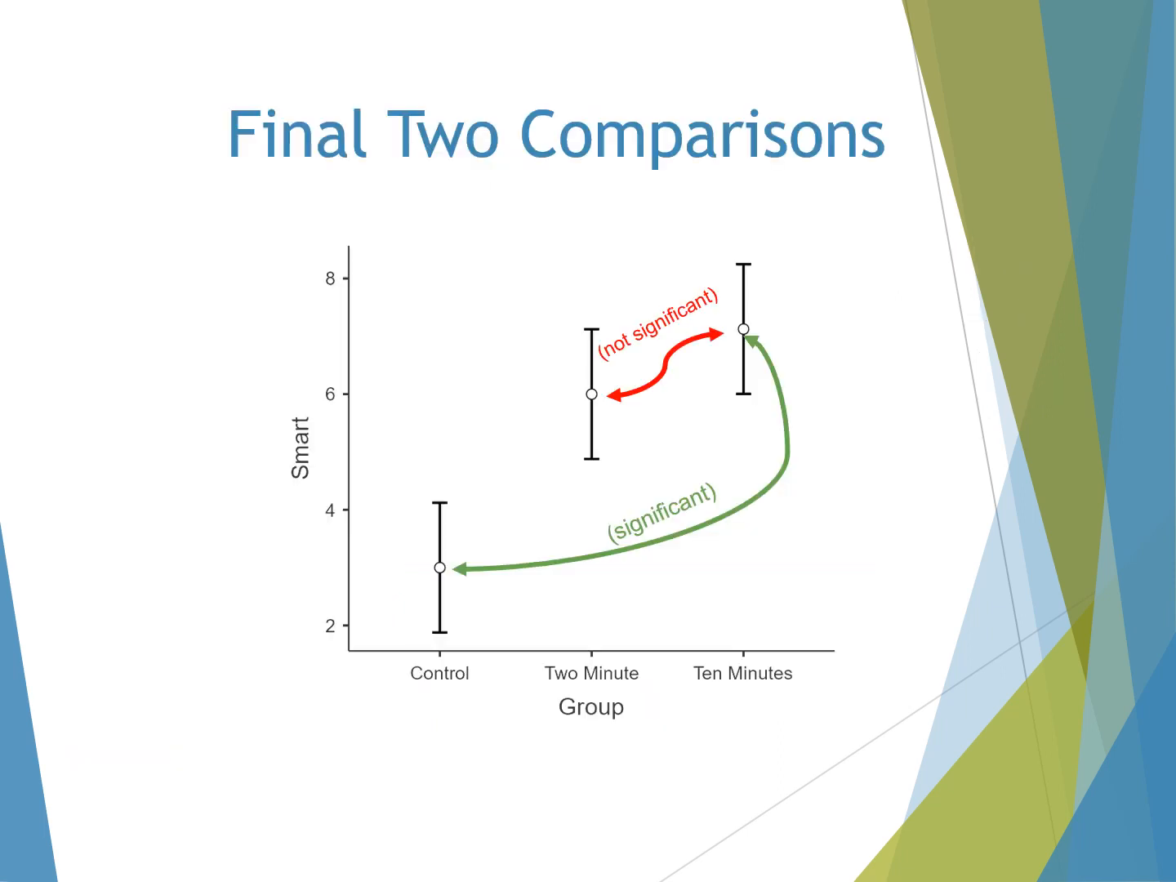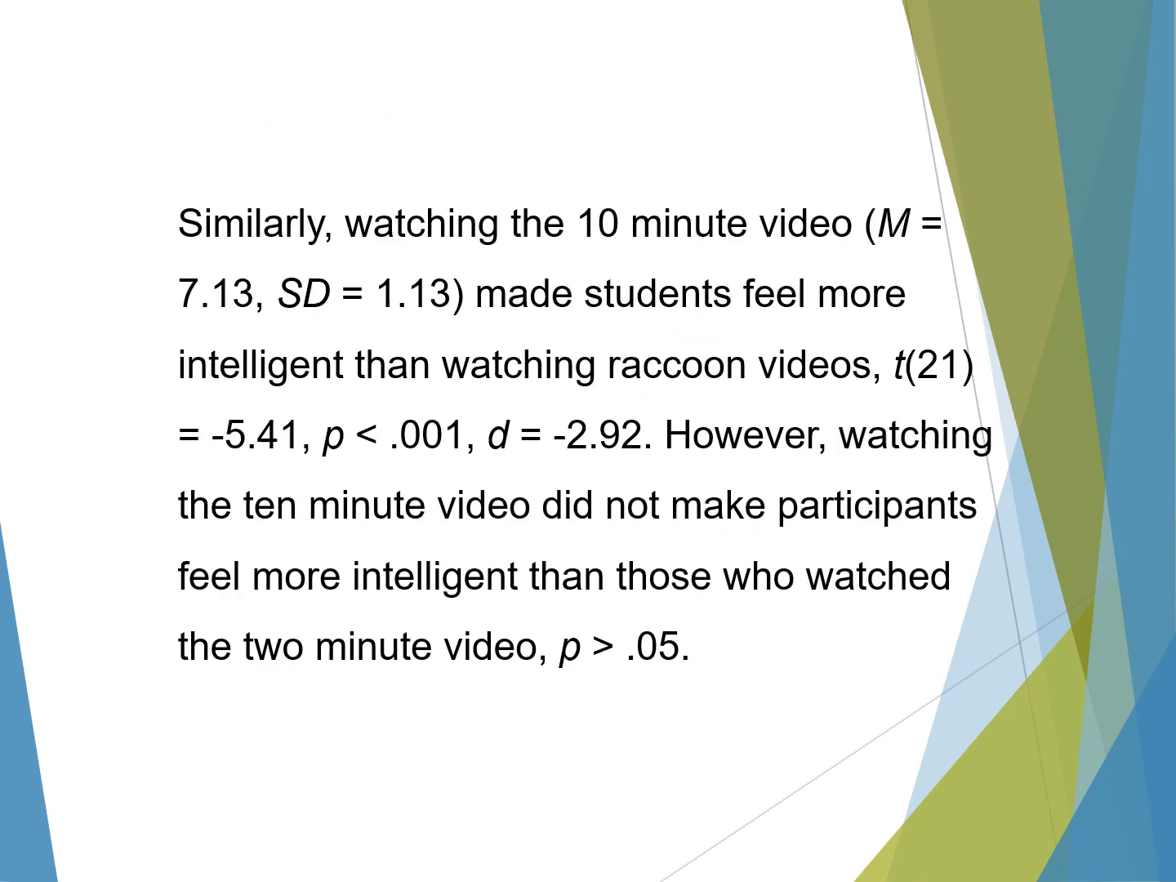The final two comparisons: remember that we have a significant difference between the raccoon video and the 10 minutes, but there's no significant difference between 2 and 10 minutes. So we need to report on each one of the comparisons. So next I'm going to report on my second significant difference. Watching the 10-minute video made students feel more intelligent than watching the raccoon video. I've got, again, my Tukey's t-test results with my p-value and my effect size. Note that I only had to report the mean for the 10-minute video because I already reported the mean and standard deviation for the raccoon video in my previous sentence.